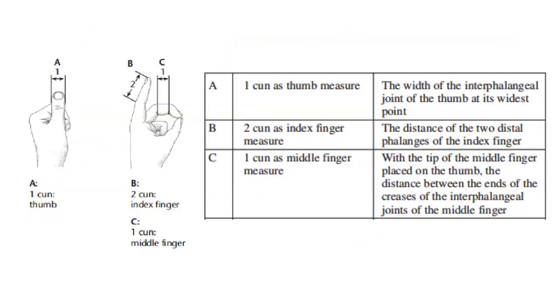Here we have a table on how to use the finger tune measurement. One, tune as thumb measure. It is the width of the interphalangeal joint of the thumb at its widest point. Two, tune as index finger measure. This is the distance of the two distal phalanges of the index finger. One tune as middle finger measure. With the tip of the middle finger placed on the thumb, the distance between the ends of the creases of the interphalangeal joints of the middle finger.